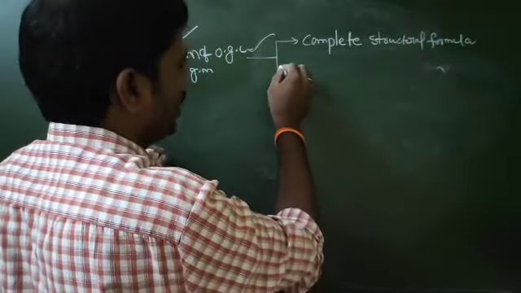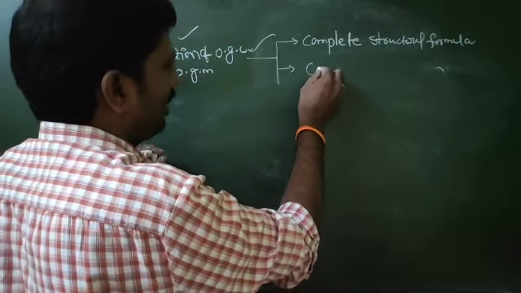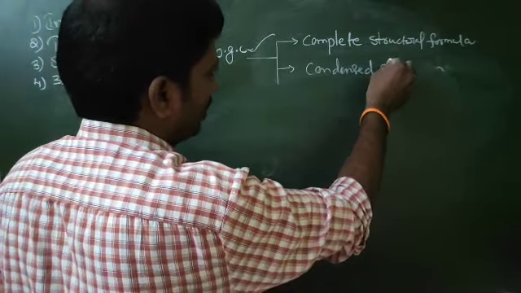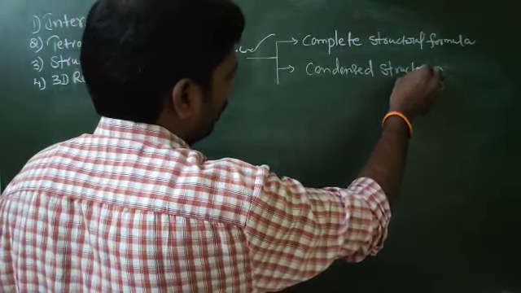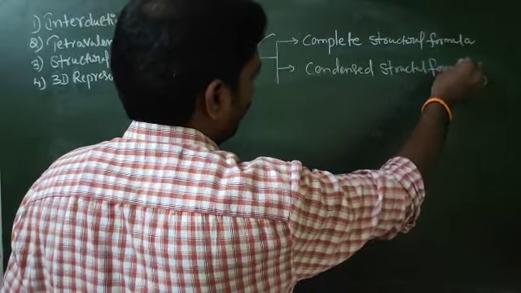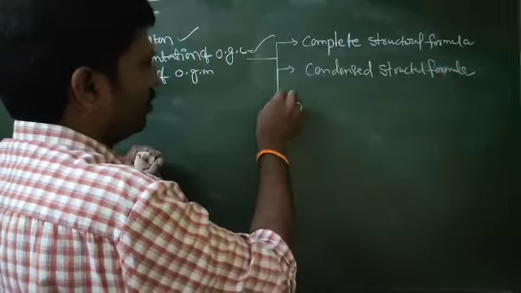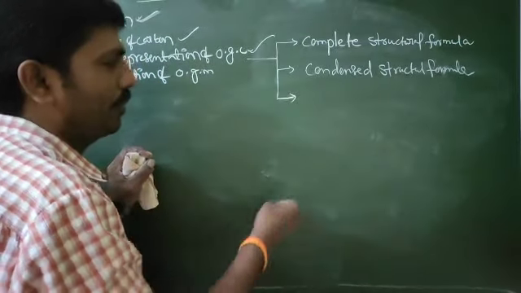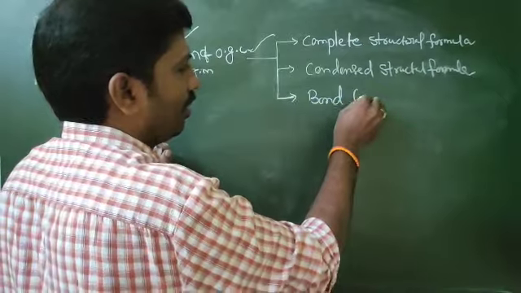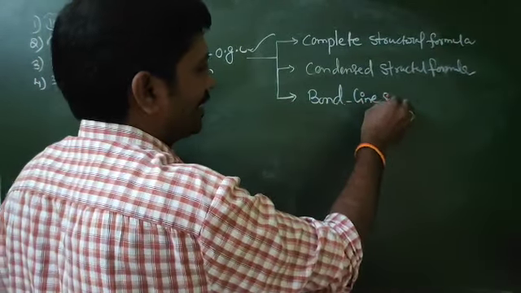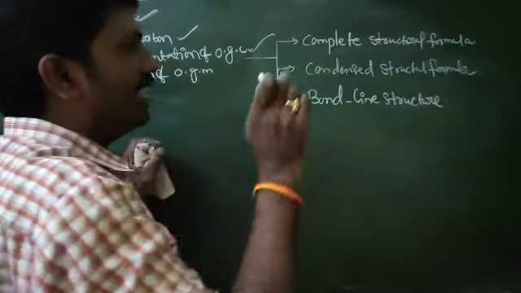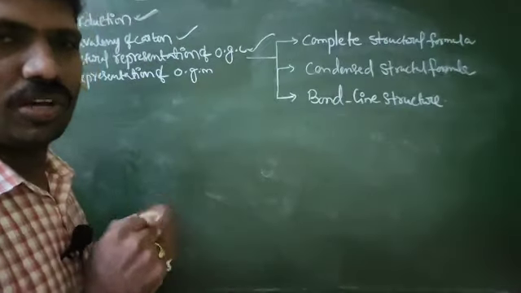Complete structural formula. Second one is condensed structure, or structural formula. This is also condensed structure, also no problem. Structural formula also no problem. Next, bond line structure. Like these 3 types we can represent organic compounds.